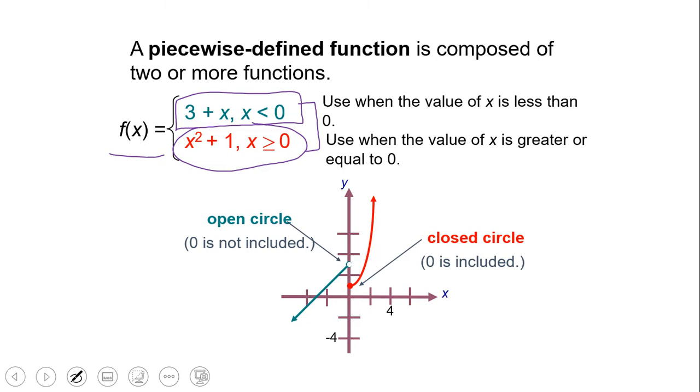So if you take a look here at the picture, you're basically going to take each function and graph it separately. When it comes to graphing 3 plus x for x is less than 0, you can't just start at the closest integer, such as -1. You have to account for all the values between -1 and 0, of which there are infinitely many. So even though you technically can't plug in 0 because it's not defined, you have to know where the function would exist so that you can draw it as an open circle.